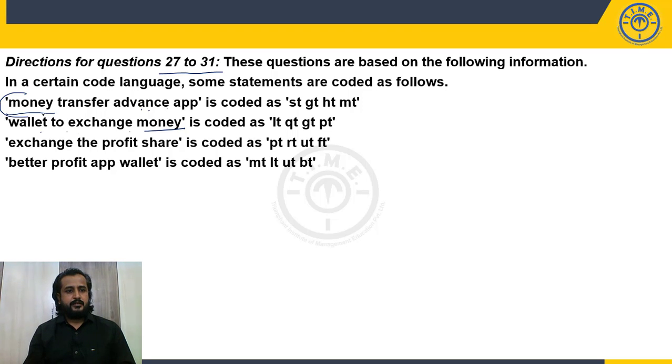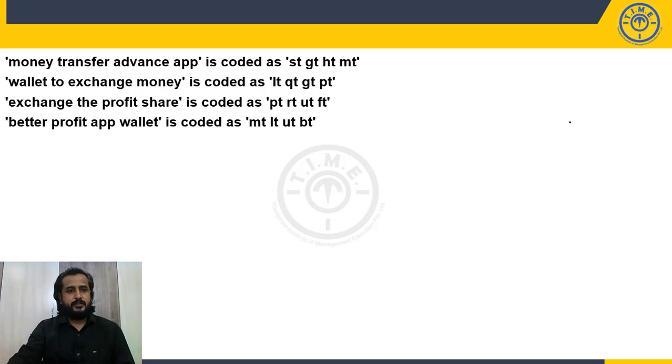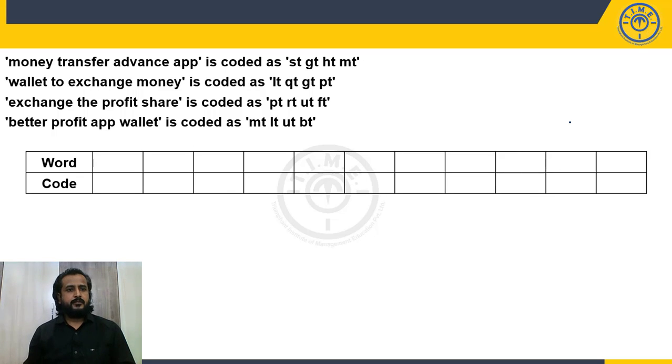Now what is money? If you take it respectively, money here is ST. So your money should be ST, but it is given PT. So it is not corresponding. When it is not corresponding, we have to go with the elimination process. You know this kind of model, right? Now let's see how this will be solved.